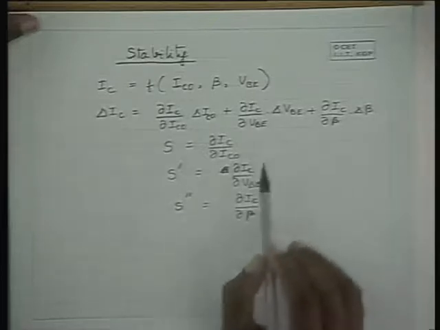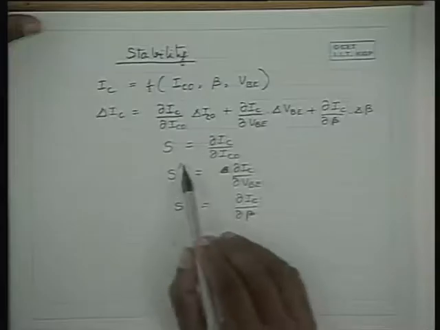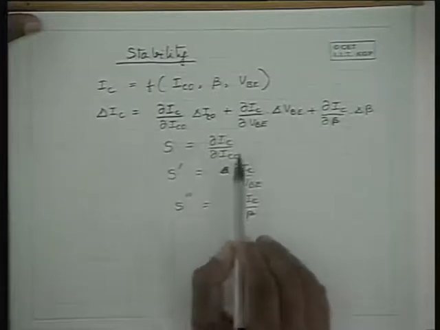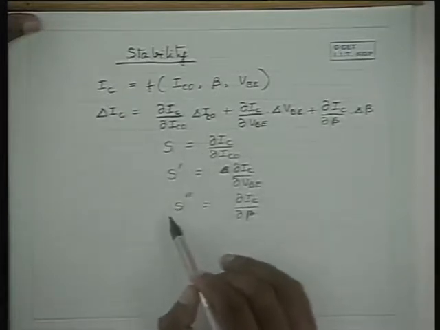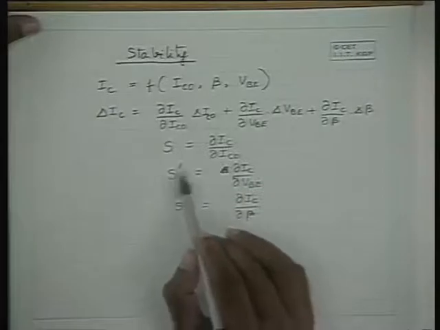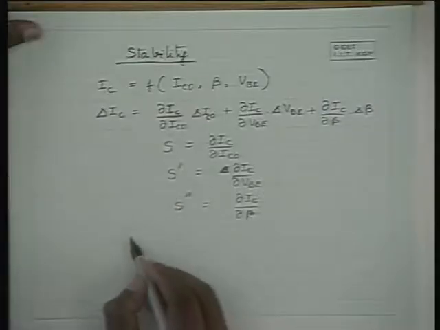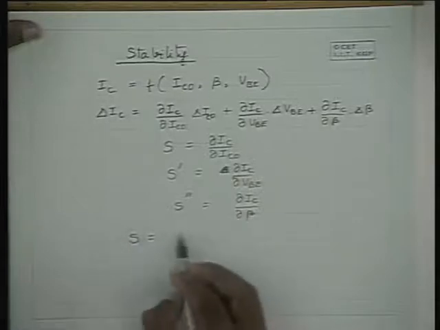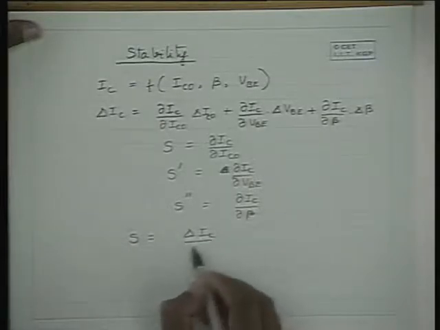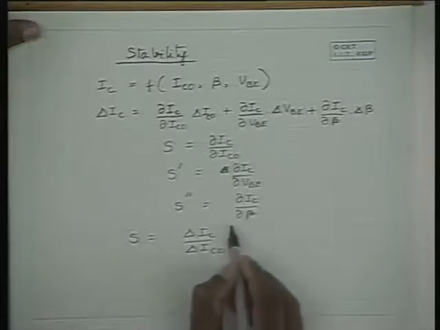Now, given a circuit, we can determine the stability factors S, S dash and S double dash. Of these, I will give an example of the stability factor S, and the rest of the parameters S dash and S double dash also can be similarly obtained. Here I will discuss S, and the rest of them you can obtain yourselves by going through any one of these textbooks. Now, as defined here, the stability factor due to IC naught can be given as S is equal to delta IC by delta IC naught. At any given IC, we can determine this S given the circuit.